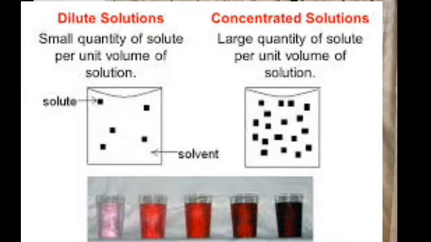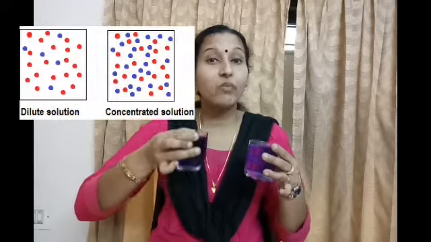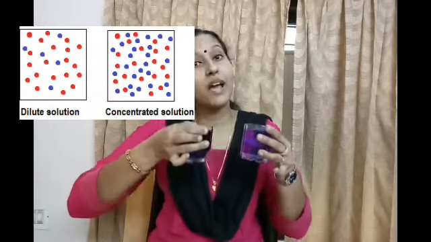So what are concentrated and diluted solutions? If there is less amount of solute, it is a dilute solution. If there is more amount of solute, it is a concentrated solution. So based on the amount of solute present in a solution, we can classify them into diluted and concentrated.